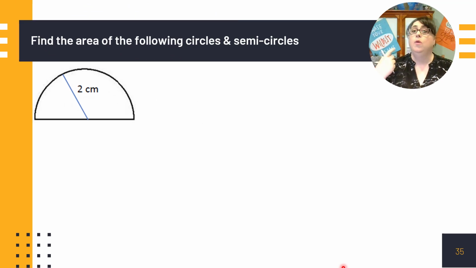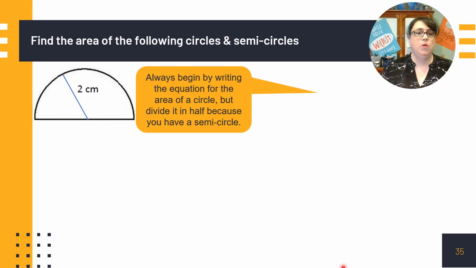So again, now we have another one. This one's not a circle. This one is a semicircle. But again, we begin by writing the equation for the area of the circle. But this time we're going to go ahead and look at it. And remember, we want to divide it in half because it is a semicircle. So I started off with my original and then I said, oh wait, it's a semicircle. And so I changed it and I divided it by half. And I did that at the beginning so that I didn't forget to do it later on.